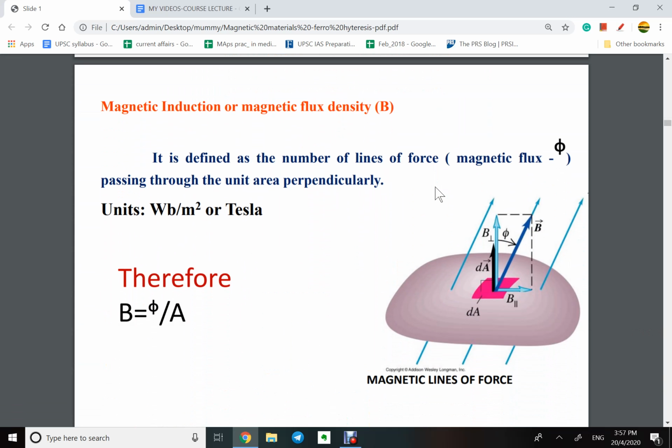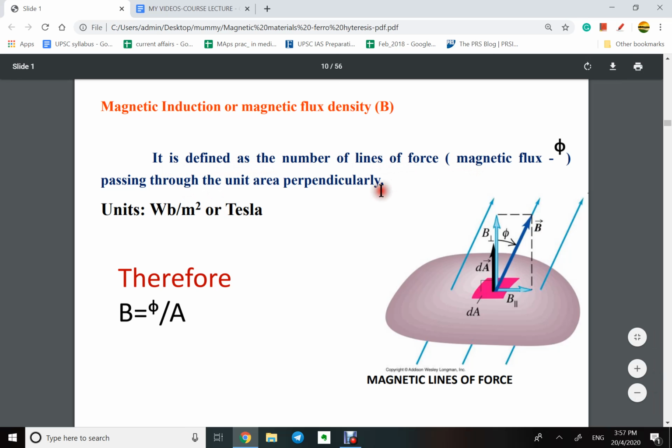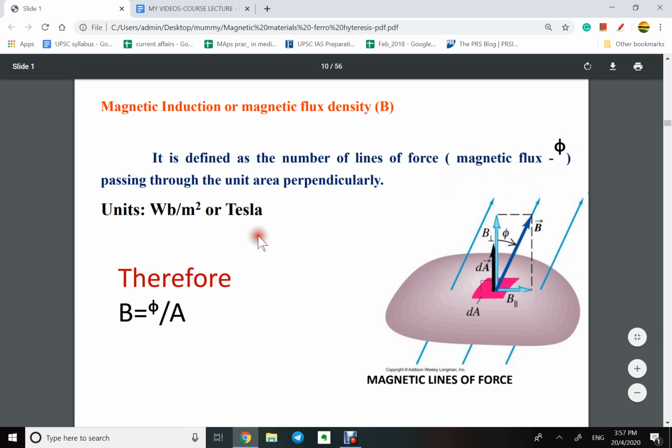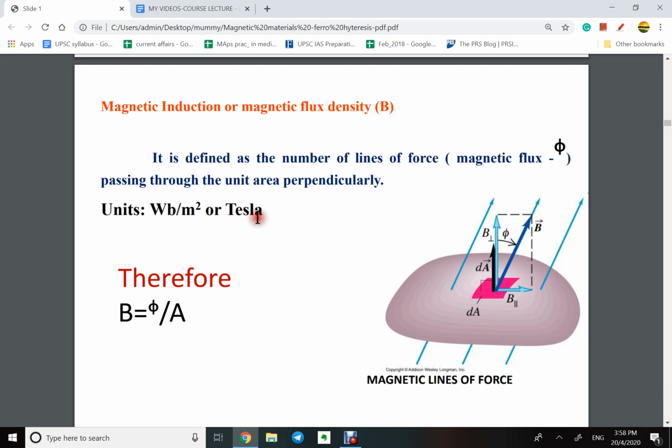The next parameter which we should know related to the magnetic properties of the material is magnetic induction or magnetic flux density. It is defined as the number of lines of force passing through unit area perpendicularly. So magnetic lines of force are nothing but magnetic flux. Magnetic lines of force constitute the magnetic flux, which is given by the symbol phi. The unit for magnetic flux is Weber. The unit for magnetic flux density is Weber per meter square or Tesla.